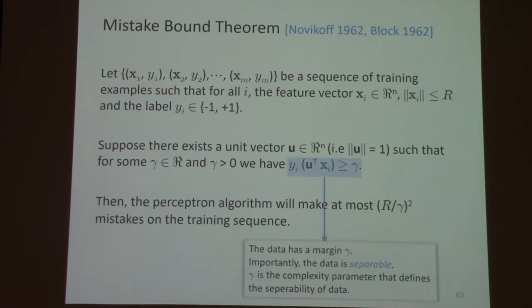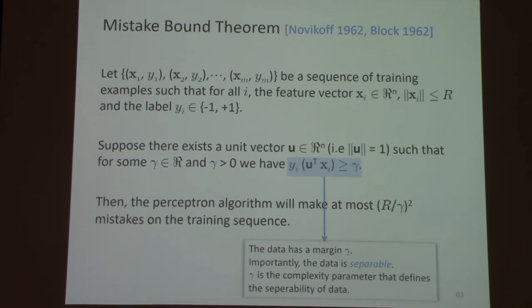This right here is the definition of a margin. It simply says the data has a margin gamma. And more importantly, as you pointed out earlier, the data is linearly separable. This is a formal way of stating that the data is linearly separable according to some weight vector u that has a norm 1. And this is a complexity parameter that governs the difficulty of the data.